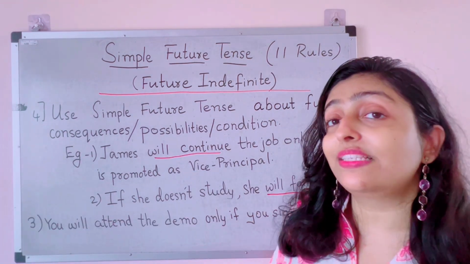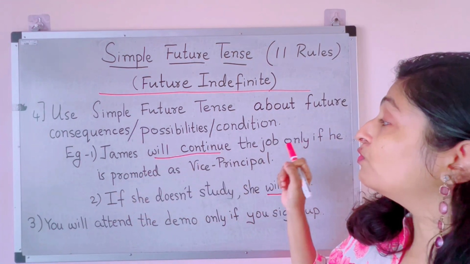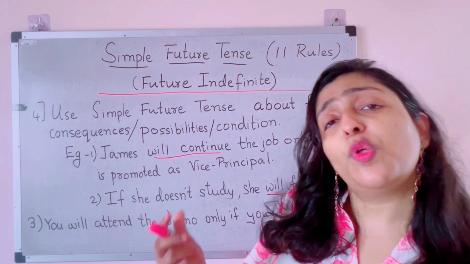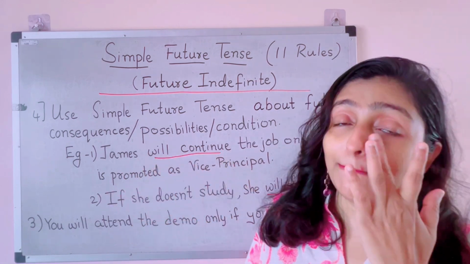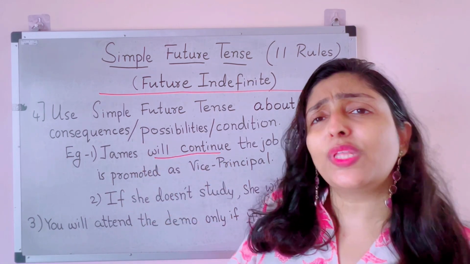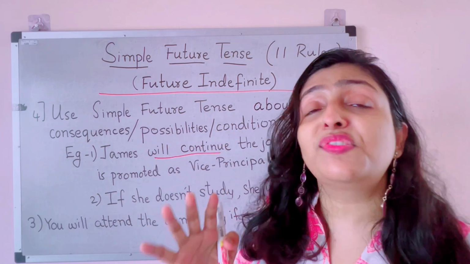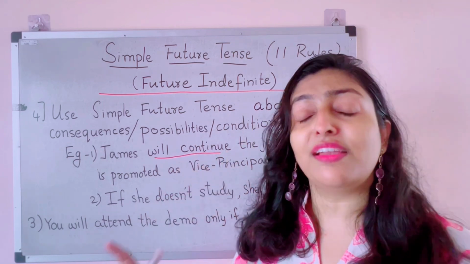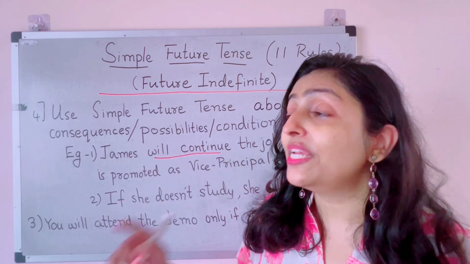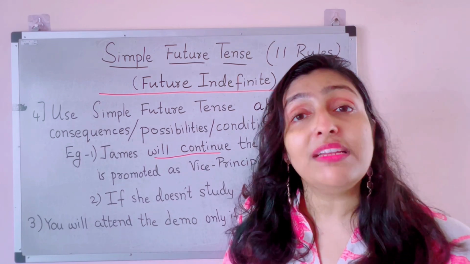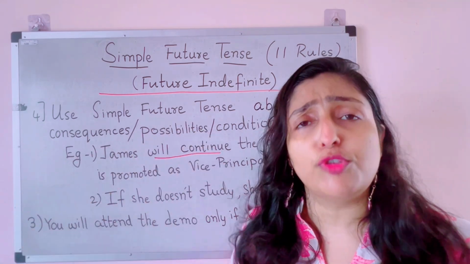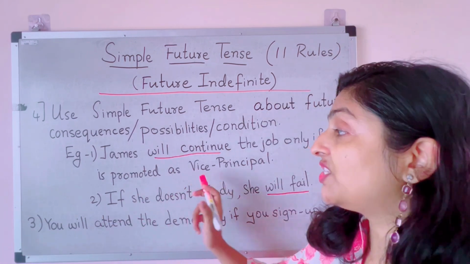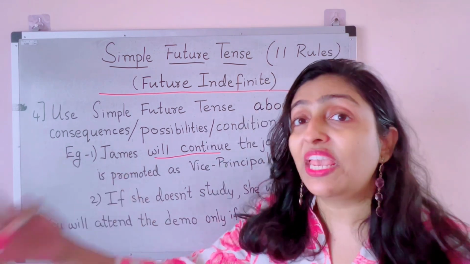Moving on to the first example, James will continue the job only if he is promoted as the vice principal. So the verb here is will and the main verb, in simple future tense. So that's an obligation. He is giving no freedom of choice to the management. That's a prerequisite or a necessary requirement which needs to be followed. What is that requirement? James will continue the job in the future only if he is given the upgradation or promotion as vice principal. Okay, so that's an obligation.